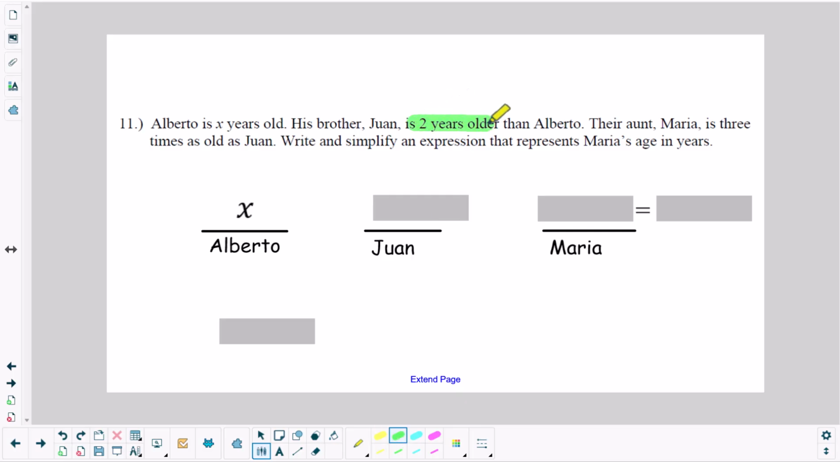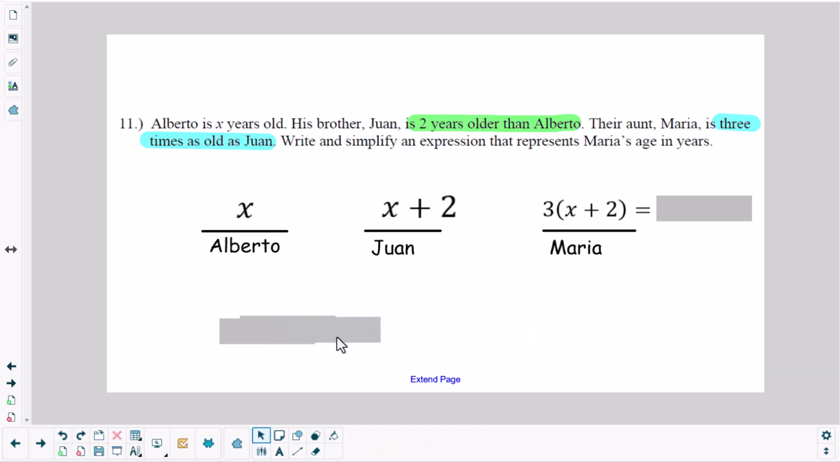So to represent 2 years older than Alberto, who is X years old, we can write that as X plus 2 or 2 plus X. Now, their Aunt Maria is 3 times as old as Juan, and we just represented Juan's age as X plus 2. So we can represent this as 3 parentheses X plus 2, 3 times Juan's age. We can rewrite that using the distributive property as 3x plus 6. 3 times x is 3x, 3 times 2 is 6.